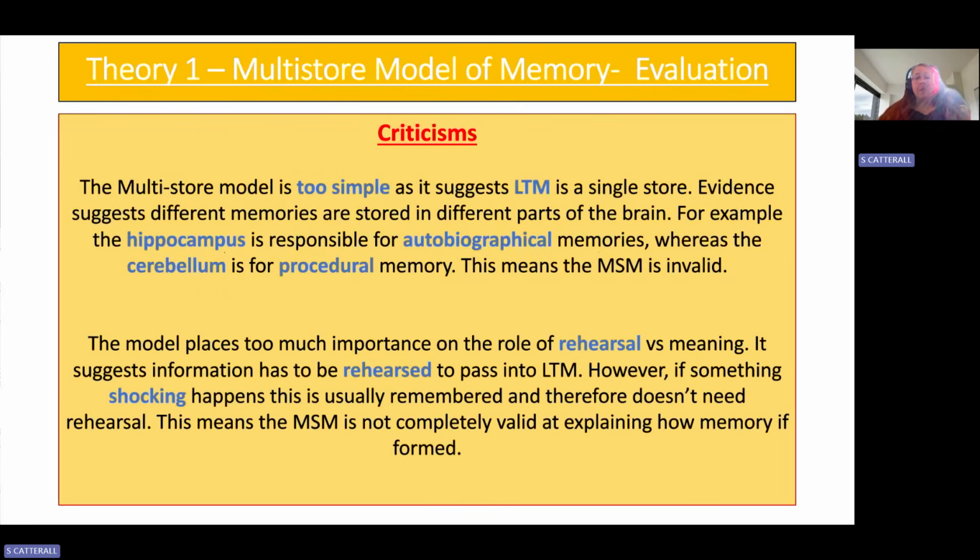And also the model places loads of emphasis on rehearsal rather than meaning, to pass into long-term memory. Although we did say it was encoded semantically, so that one is a little bit iffy. But anyway, the point is that if anything shocking happens, we remember that straight away. We don't have to say it over and over and over again for it to go into long-term memory. So maybe it's not a valid way of explaining how memory is formed. It's clearly formed in multiple different ways. And actually, it might be that there's more of that meaning going on rather than the rehearsal that the multi-store model puts more emphasis on.